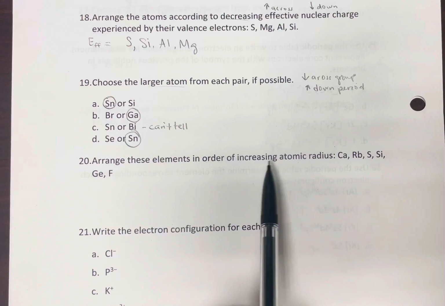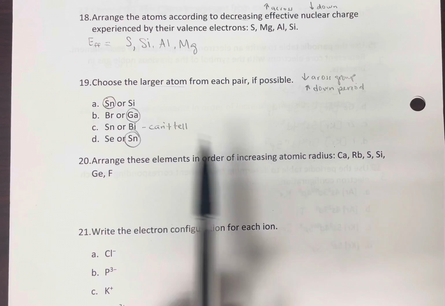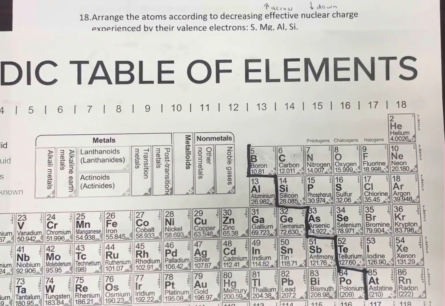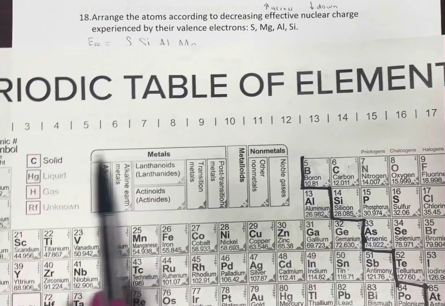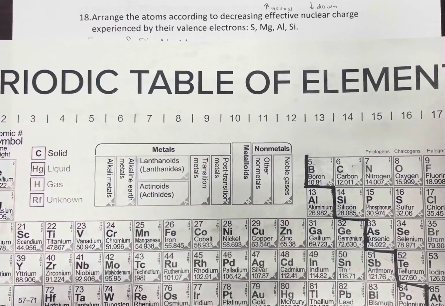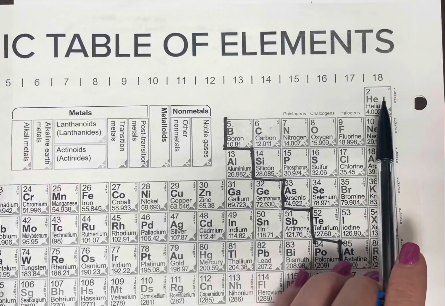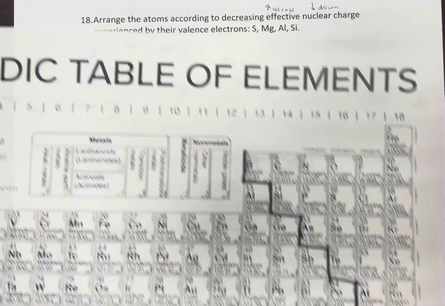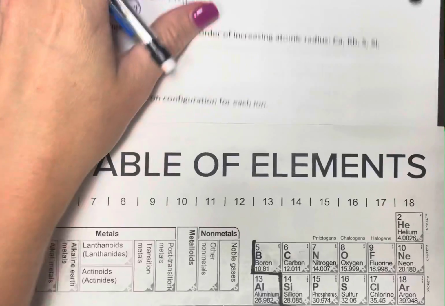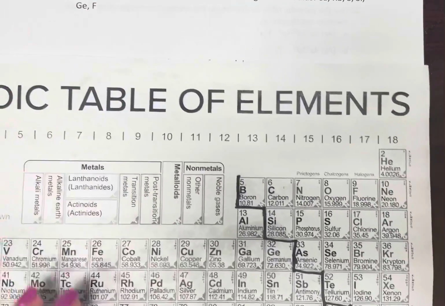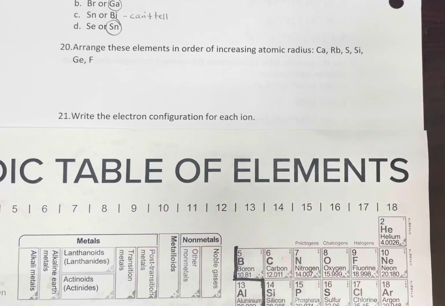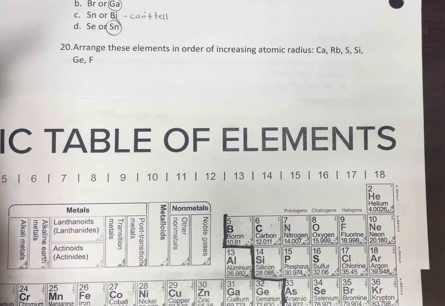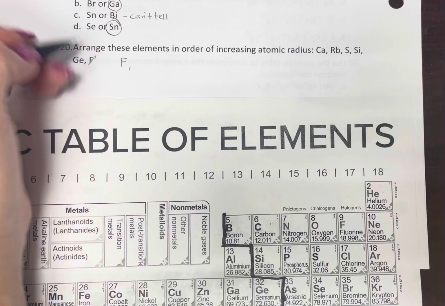And then let's do one more, in order of increasing atomic radius. There's 6 of these, so that's kind of tricky. We want to put them from smallest to biggest. Based on periodic trends, we get smaller as we go across, larger as we go down. So the easiest way for me to do this is to start in the top right and work my way back and down and see where I go first. Okay, we're going to get to fluorine first.